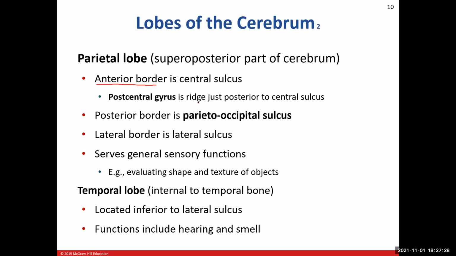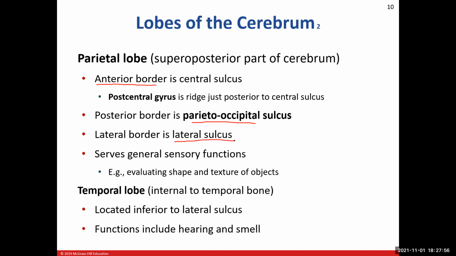Well, posterior to the parietal lobe is our occipital lobe. It is divided by the parietal occipital sulcus. So another sulcus is going to act as one of our borders here, and that's going to be the posterior border to the parietal lobe. And then inferior to the parietal lobe is our temporal lobe, and the parietal lobe is divided from the temporal lobe by the lateral sulcus there.